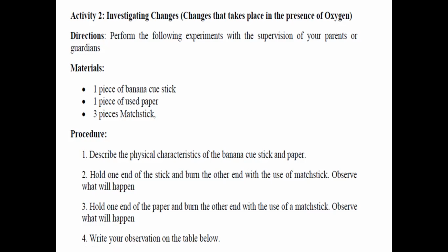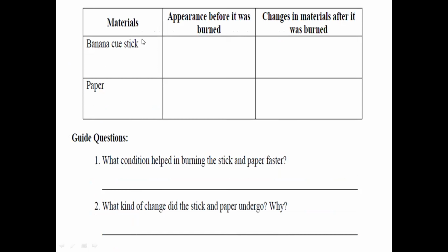Number 3, hold one end of paper and burn the other end with the use of matchstick and observe what happened. O, yun din si papel, sisindihan. And then observe what happened and write your observation on the table below. So this is the table. First, you have the banana glue stick and then the paper. What is its appearance before it was burned? Ano yung itsura niya? Hindi drawing, isusulat ang observation. Just like with the paper, isulat kung ano ang observation nyo with the paper.